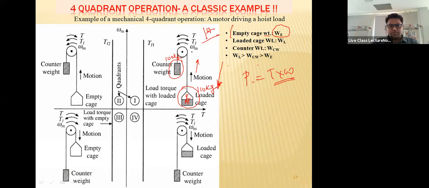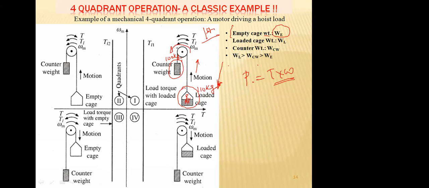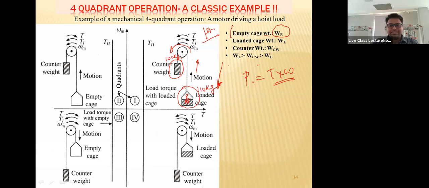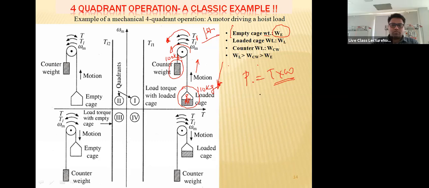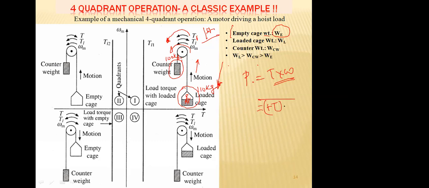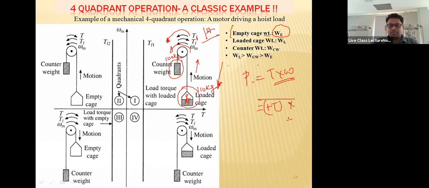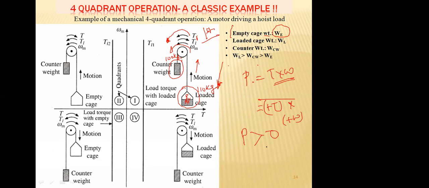So you have to pull it up. If you have to pull it up, you have to rotate the motor anti-clockwise, and the generated torque, that is Tg, will be in this direction only. So the power will be positive torque into positive speed. So power will be greater than 0, right?